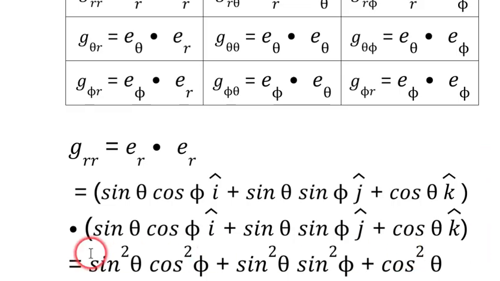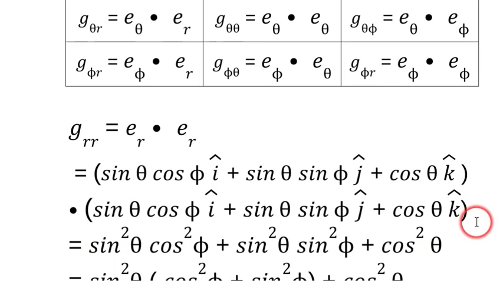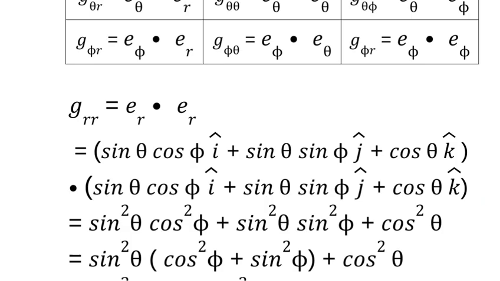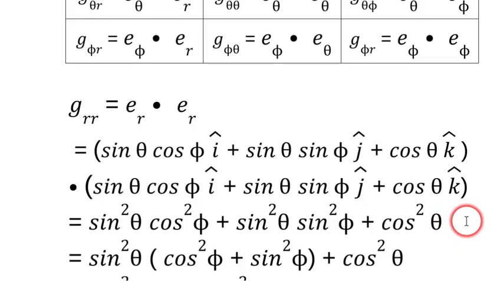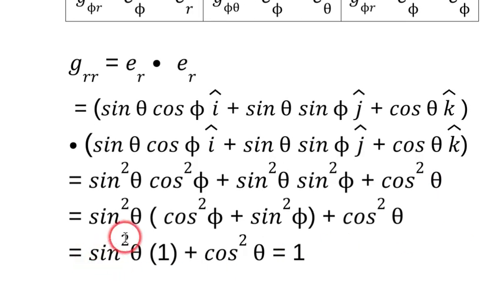We come out with this expression here, and you see the first thing we can do is factor out a sine squared theta. That leaves a cosine squared phi, sine squared phi. You know this identity is 1, and that leaves then sine squared theta, cosine squared theta. That identity is 1, so it's just equal to 1. So the first entry in the spherical coordinate metric tensor is just 1.